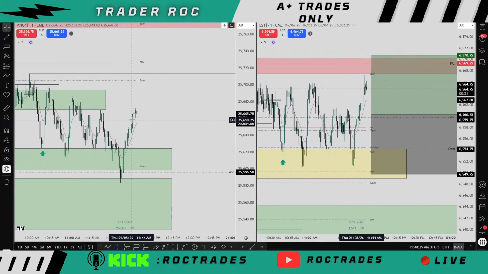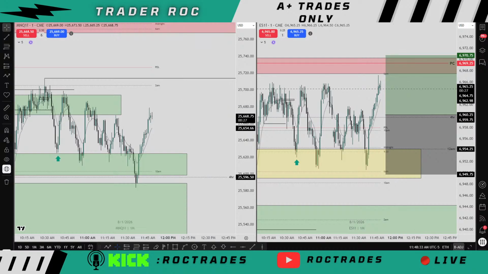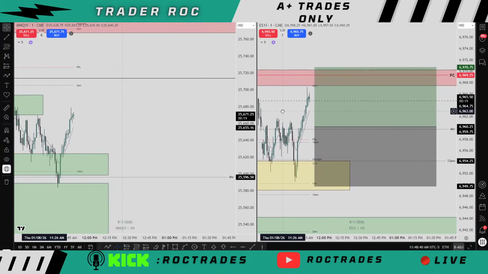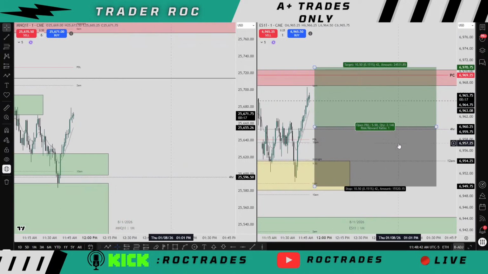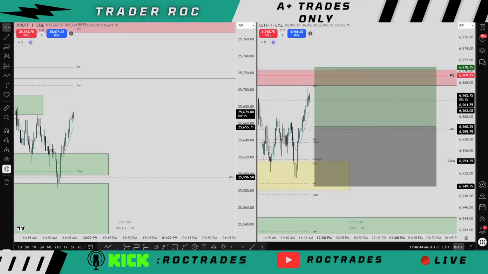Maybe there's a 1 minute gap here or something that could propel price higher, but I'm almost forced to hold this, man. For at least 10 points, right? Give me at least 10 points and then I'll consider getting out.